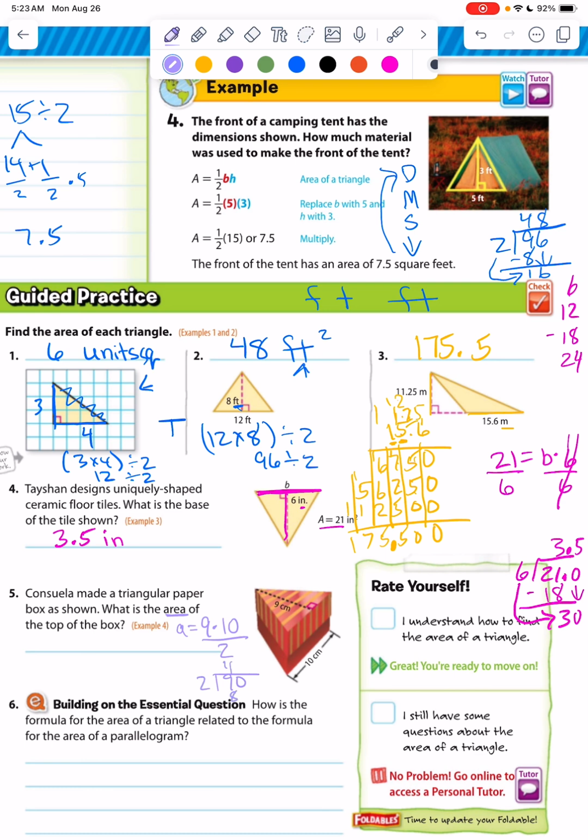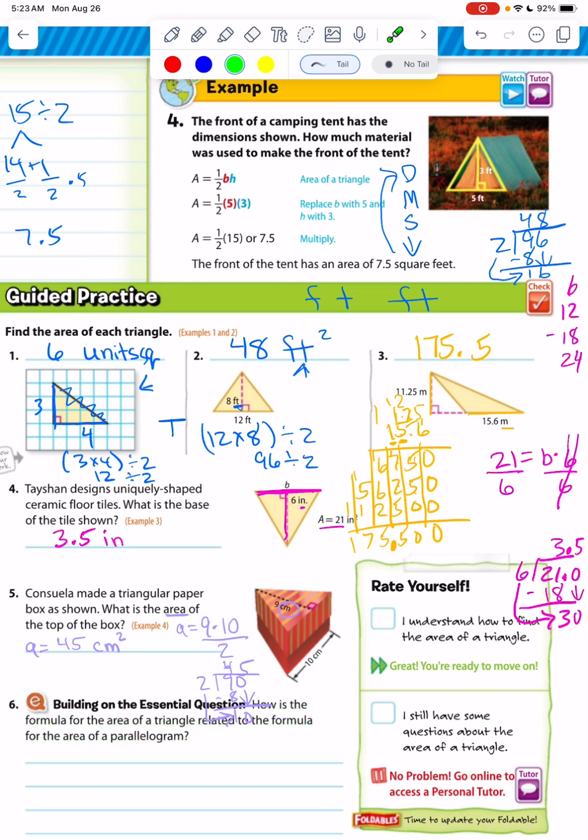2 goes into 9 4 times. 8. Subtract, it's 1. Bring down the 0. 2 goes into 10 5 times. That's a 4, isn't it? So the area of the top of the box is 45, and it was in centimeters. Centimeters squared.